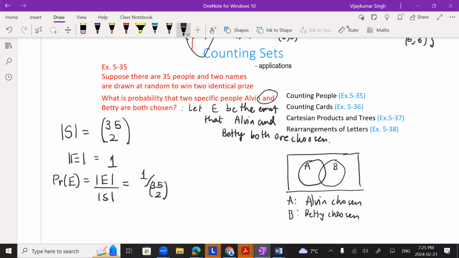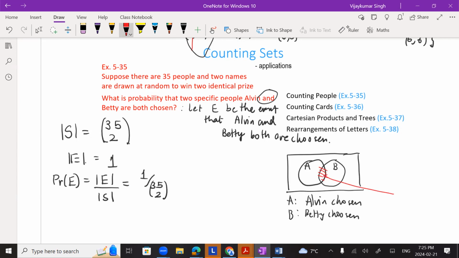So suppose there's a third guy, Jack. Alvin and Jack can be chosen, Alvin and Betty can be chosen. And similarly for Betty, Alvin and Betty can be chosen, or Betty and Jack can be chosen. And there is only one thing which is common in both of them. Make sense to you? So this is the space you're interested in. So the intersection is just 1.